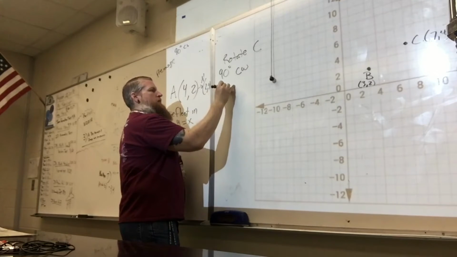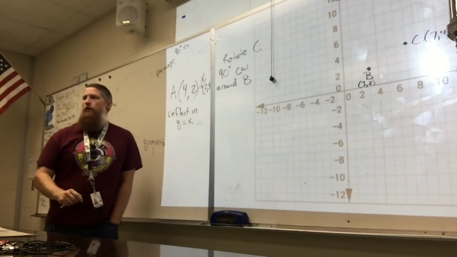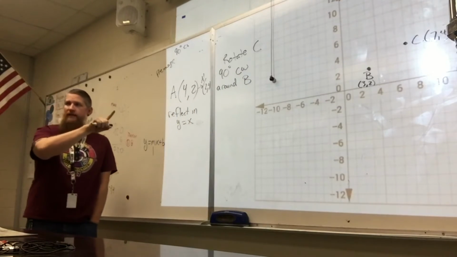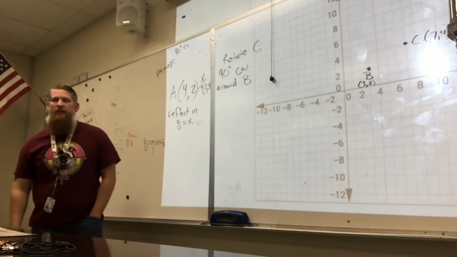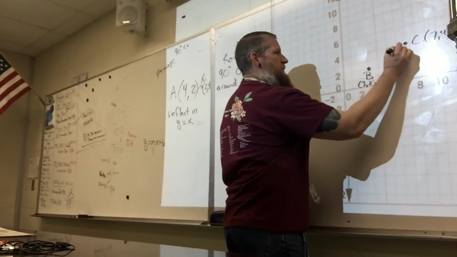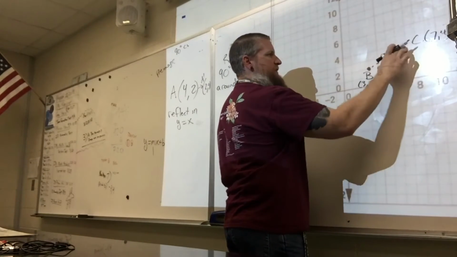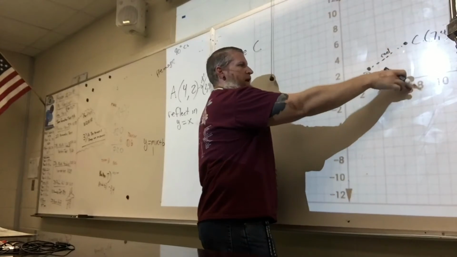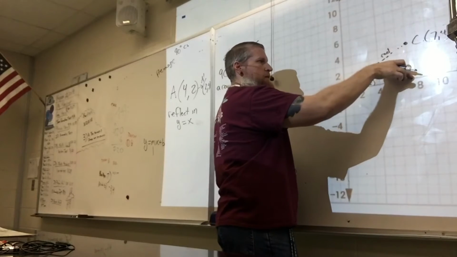Clockwise around B. Meaning point B that I have up there is the center of the circle that C has to travel around. If I connect the two, that's a radius. So this length is not going to change no matter where you rotate it. It's just like putting the compass there and rotating the compass around.